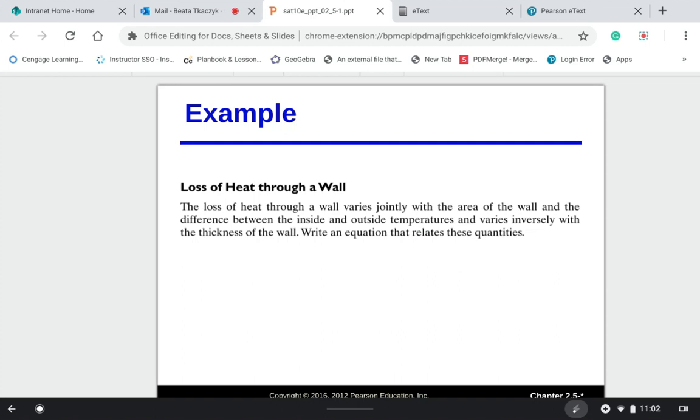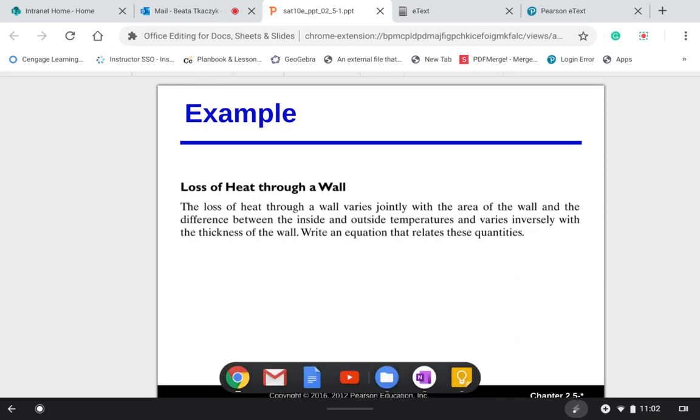Now, that's not the end. It also says varies inversely, so here we're switching to the inverse variation. Inversely means division with the thickness of the wall. So the next variable I will need to introduce is D, which will be the thickness of the wall. So you need to write the equation that relates those quantities.